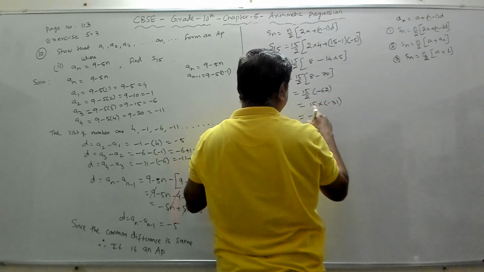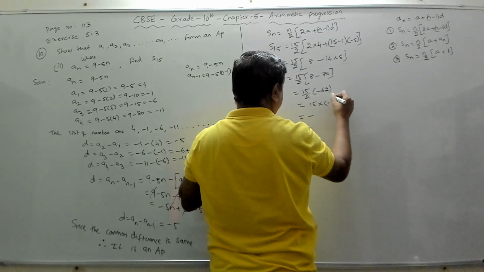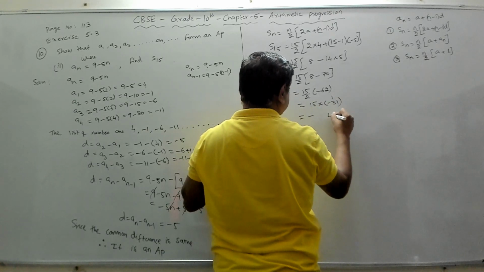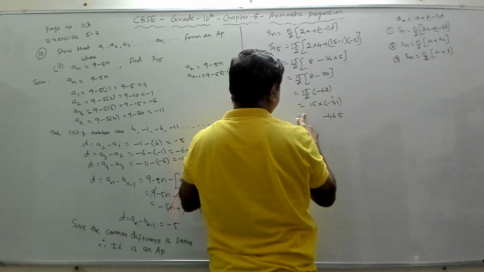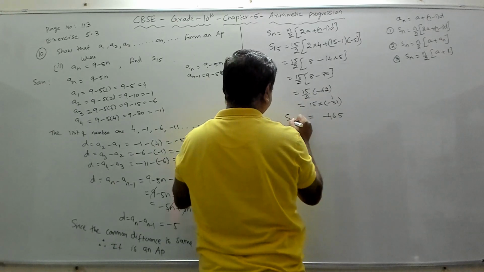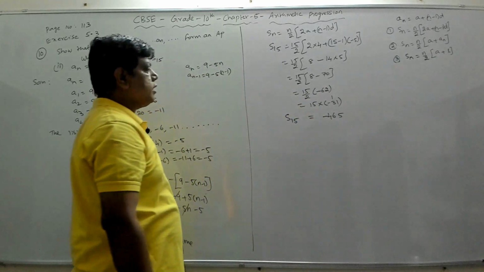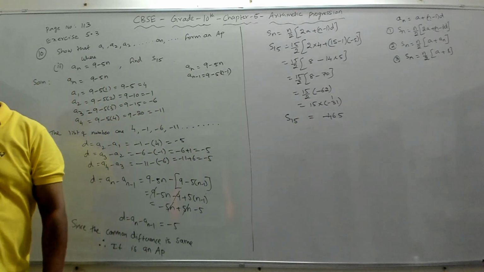That gives you minus 15 ones are 15. Carry 1, 15, 45, 46. Minus 465. That is your S15. S15 is minus 465. Right?